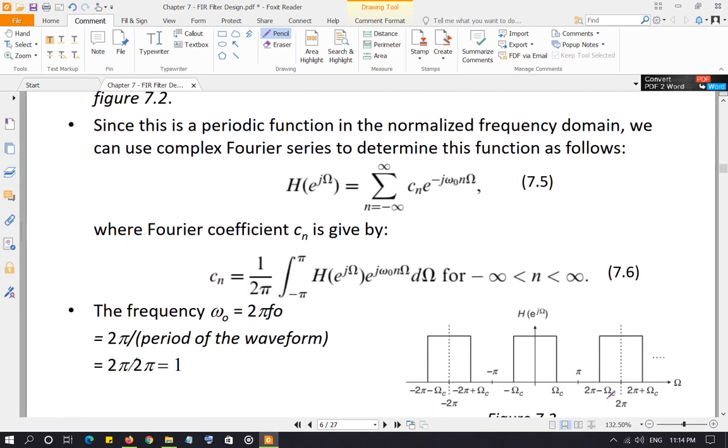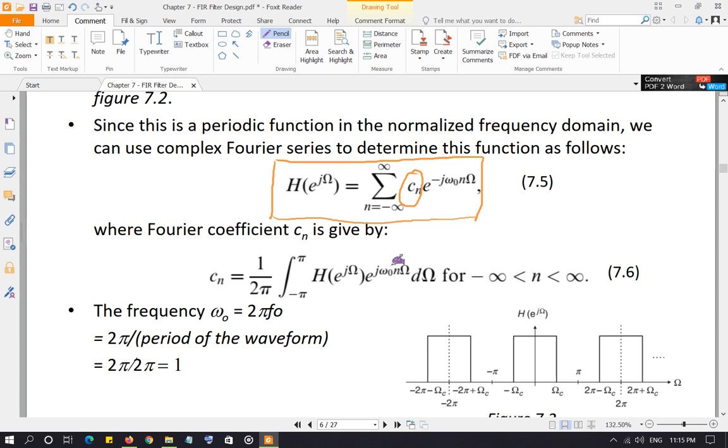So we can write down, since it's a periodic function, in terms of Fourier series, right? But this Fourier series is not in the time domain, it is in the frequency domain. So this is a complex Fourier series or exponential Fourier series, as we discussed in one of the earlier chapters when we were discussing DFT. And the coefficient Cn can be represented by this expression.